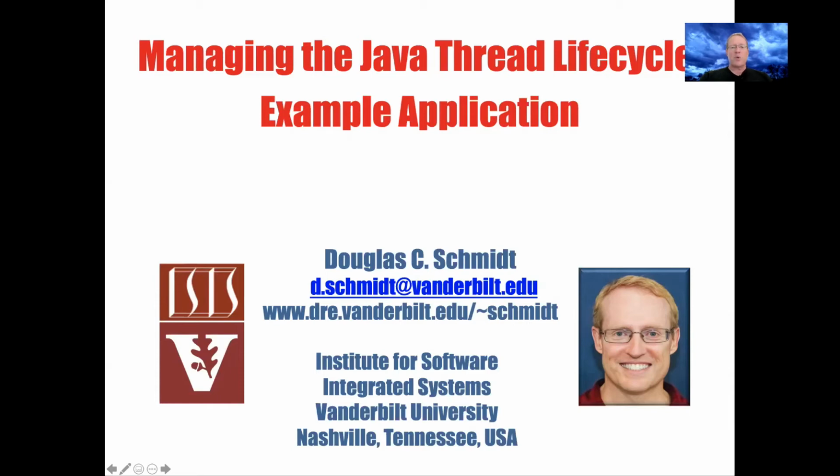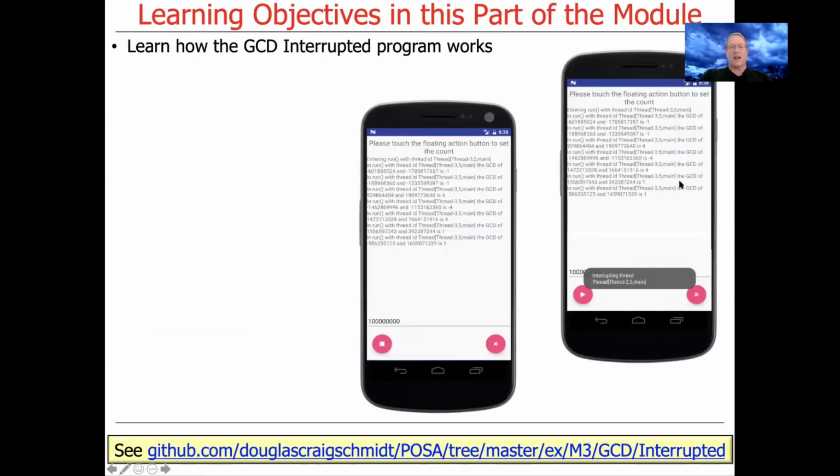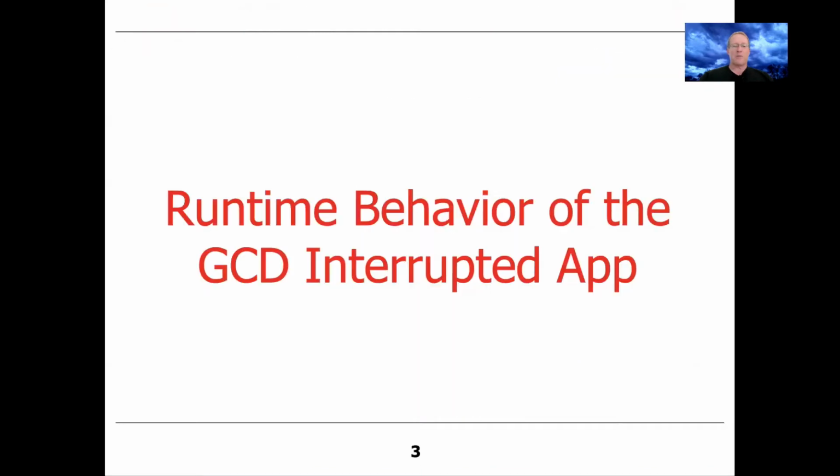So what we're going to do now is talk about an example of how to manage the Java thread lifecycle. This example is found in my GitHub repository. You can find it under my interrupted folder in the GCD example. And this will illustrate how to use interrupts in the context of multi-threaded programs.